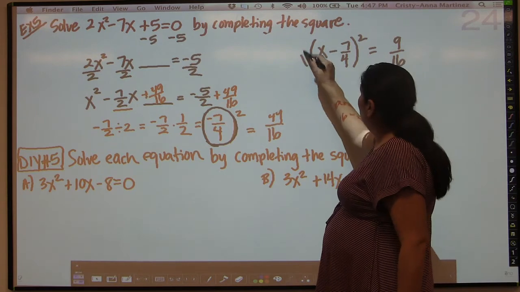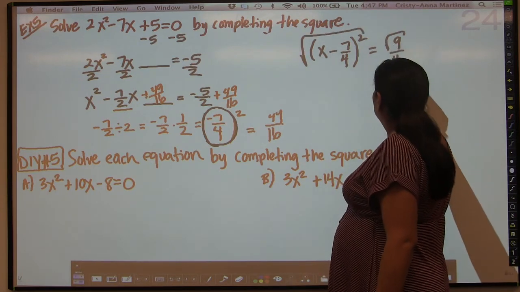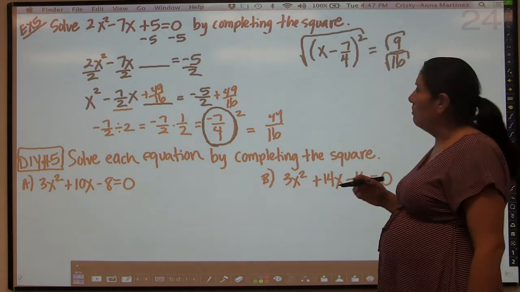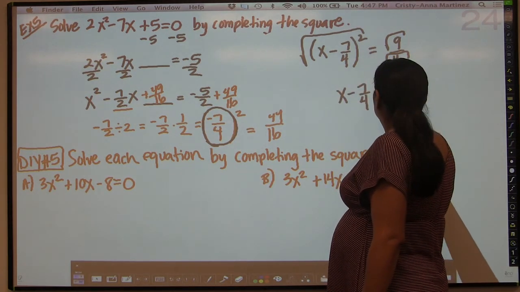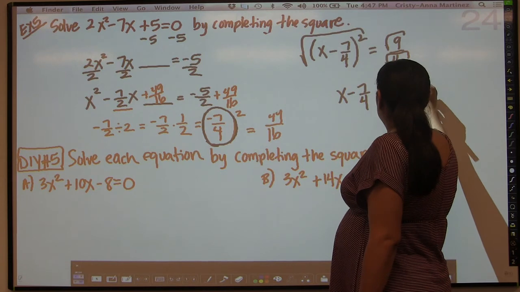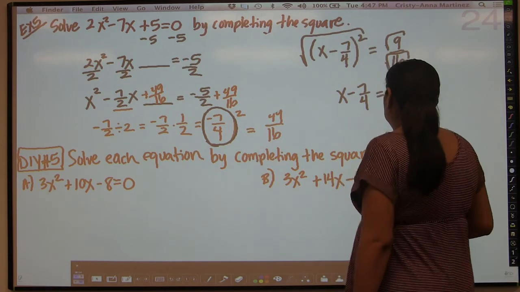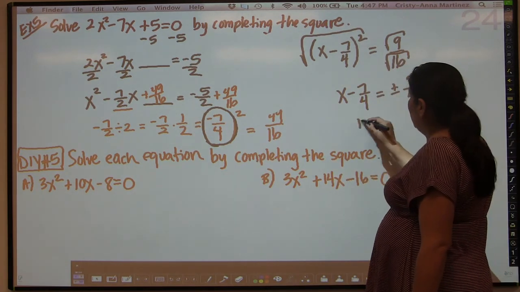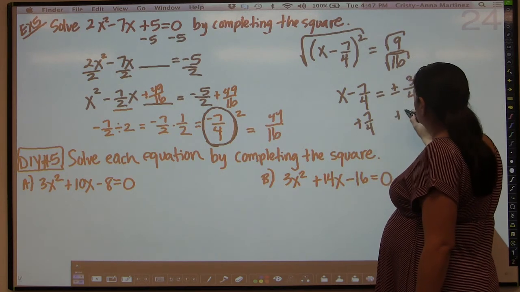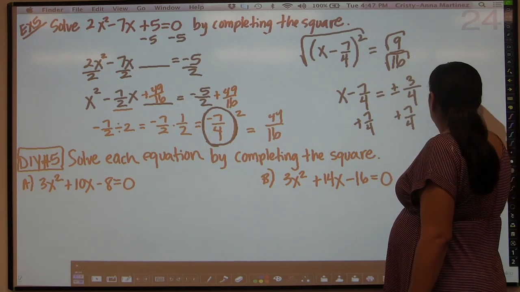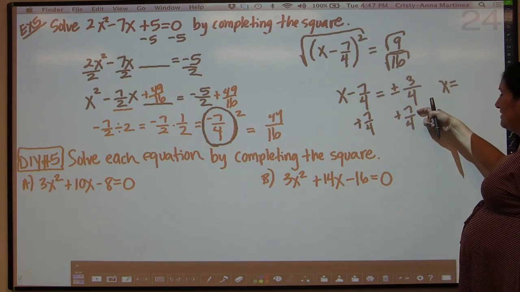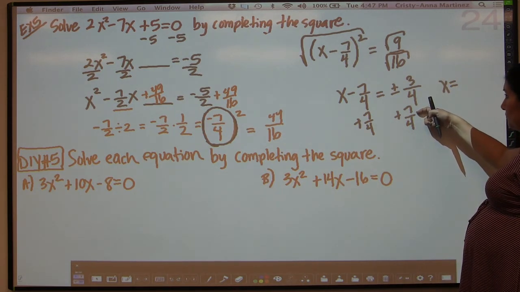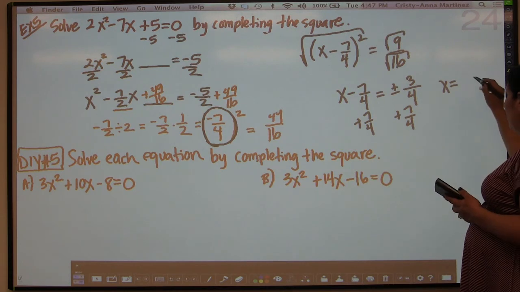And now I solve by square rooting. When you have a fraction, you want to square root the top and the bottom. So that cancels, and I get x minus 7/4. Square root of 9 is 3, square root of 16 is 4. So I get plus or minus 3/4. I'm going to add 7/4 to both sides. So x equals positive 3/4 plus 7/4 is 10/4. And 10 over 4 is 5 halves.